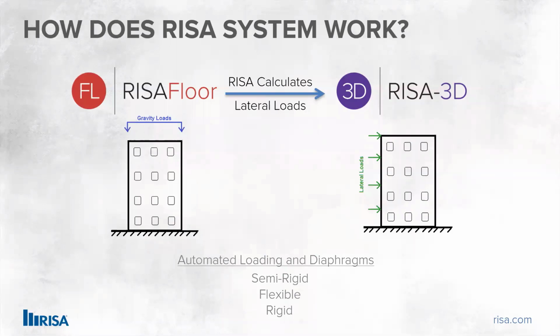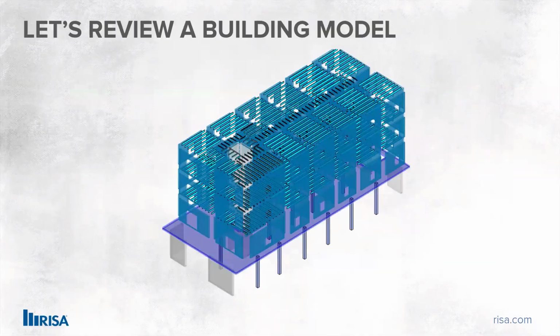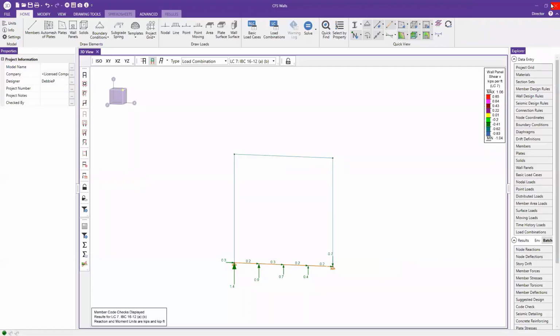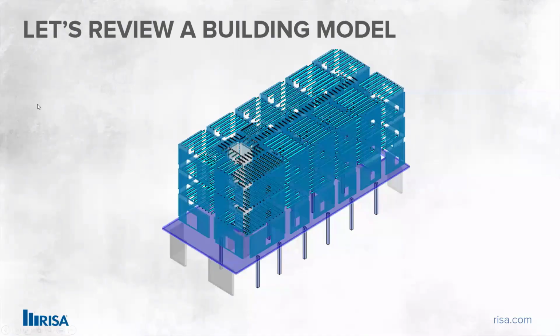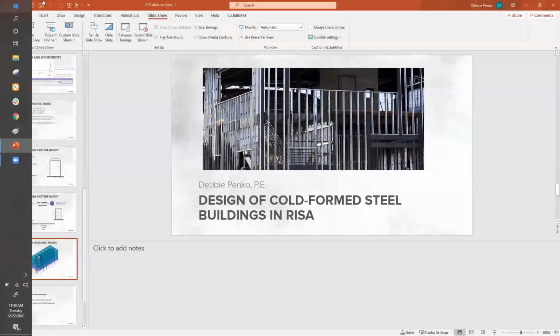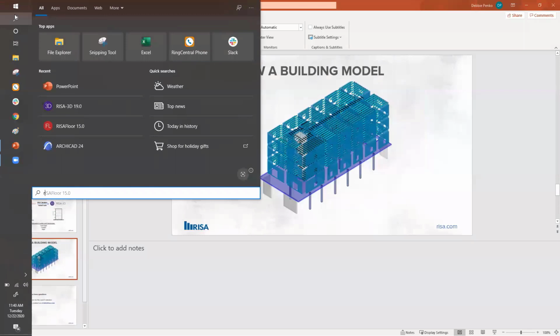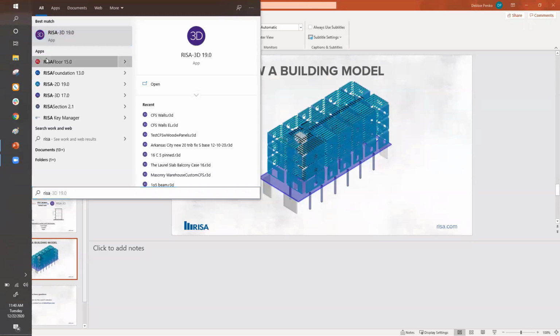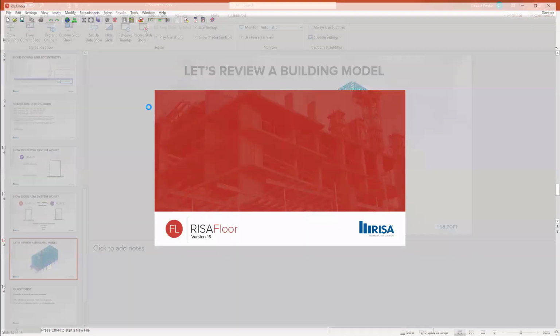So I want to take a look at a model and see how we look through this model. This is kind of a larger structure, and it might help us understand a little bit better what we're looking at. So I'm going to close that, and we're going to open up RISAFloor. Hang on a second, I have to search RISAFloor. Okay, so under RISAFloor, I'm going to pop open this model.